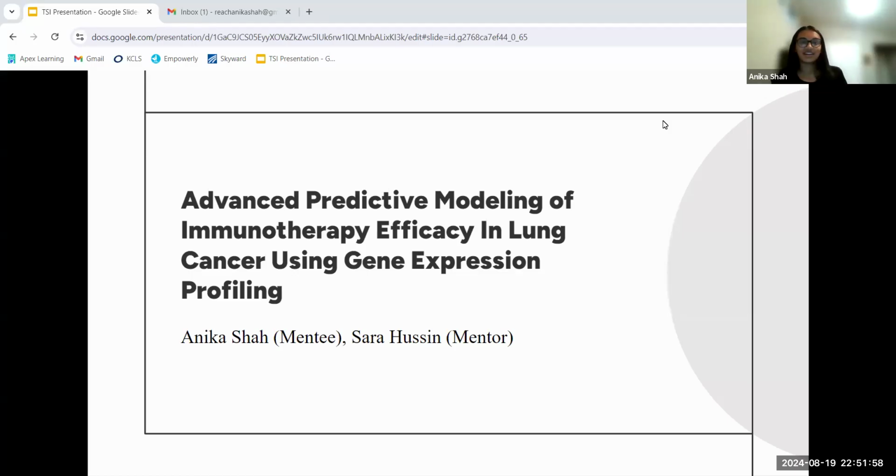My name is Anika Shah, and today I'm going to present my research on advanced predictive modeling of immunotherapy efficiency in lung cancer. This work was conducted under the guidance of my mentor, Sarah. In this presentation, I'll walk you through the key aspects of our study, including the background, methods, results, and implications. So let's get started with the key concepts and objectives of our research.